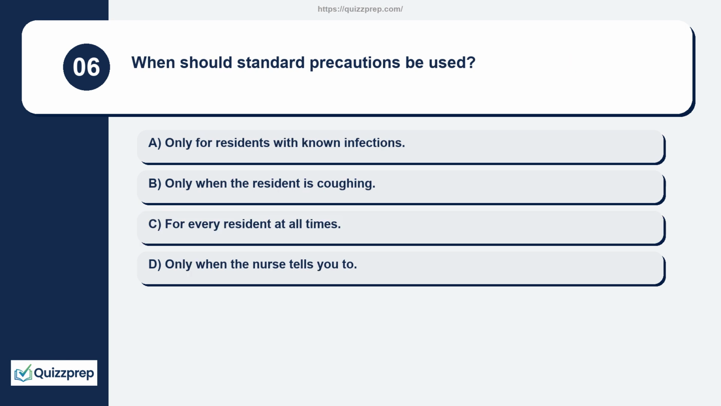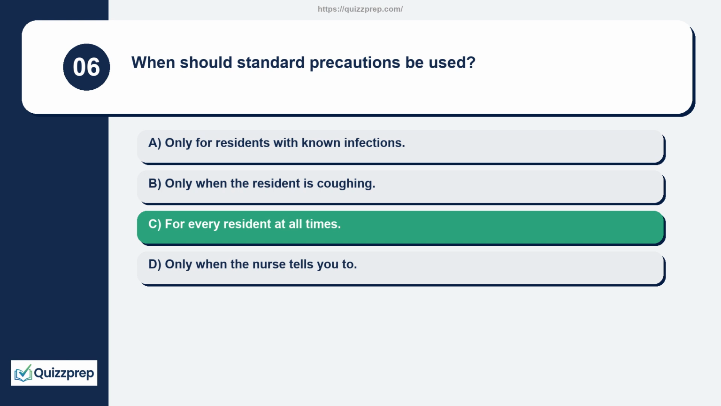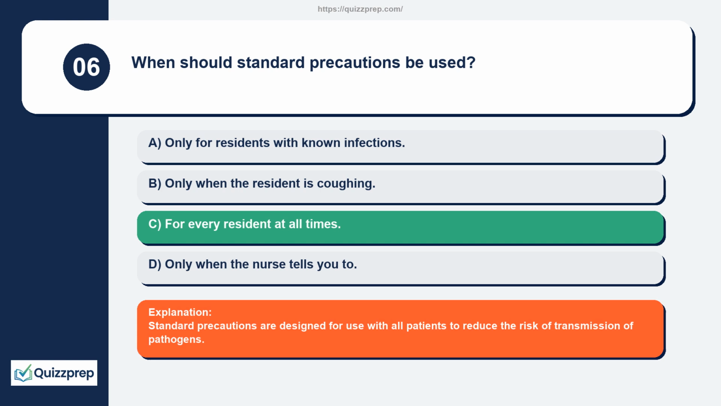Question 6. When should standard precautions be used? Only for residents with known infections. Only when the resident is coughing. For every resident at all times. Only when the nurse tells you to. Standard precautions are designed for use with all patients to reduce the risk of transmission of pathogens.